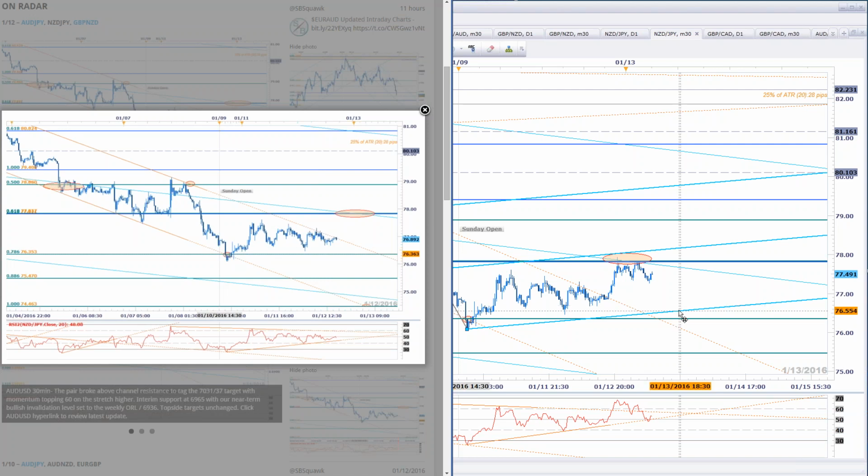Does that help, guys? Any questions on the Kiwi yen? Where did you put the stop last night on Kiwi yen? Or I'm sorry, where did you put your trade last night on Kiwi yen and your stop?